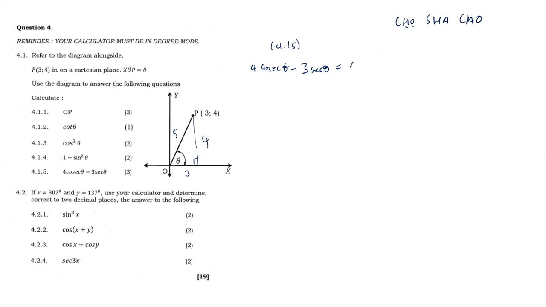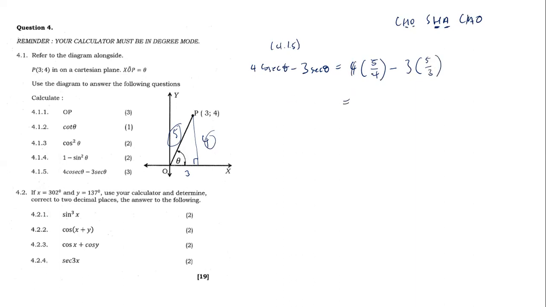So I have 4 multiplied by my cosec. My cosec is going to be h over o, hypotenuse over opposite to this angle. So that means it's going to be 5 over 4. Subtract 3 multiplied by sec. Sec, it's hypotenuse over adjacent. So that means it's going to be 5 over 3.